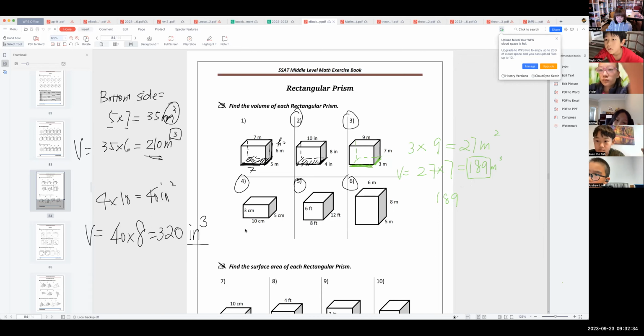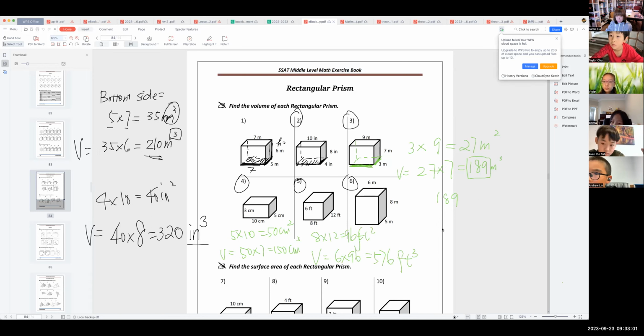So the first one is pretty easy because the bottom area is 5 times 10 equals 50 centimeters squared. So the volume equals 50 times 3 equals 150 centimeter cube. Next one, the bottom one is 8 times 12 equals 96 feet squared. So the volume equals 6 times 96 equals 576 feet cube.